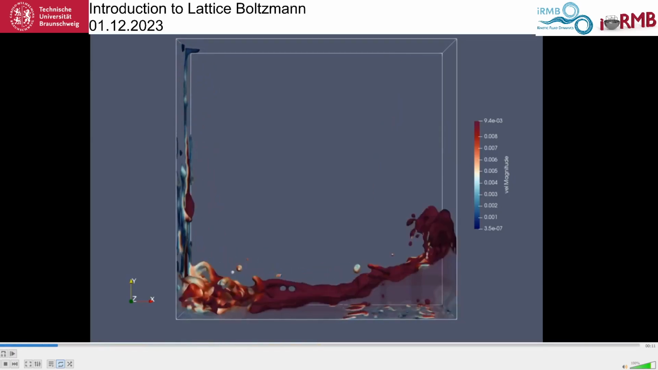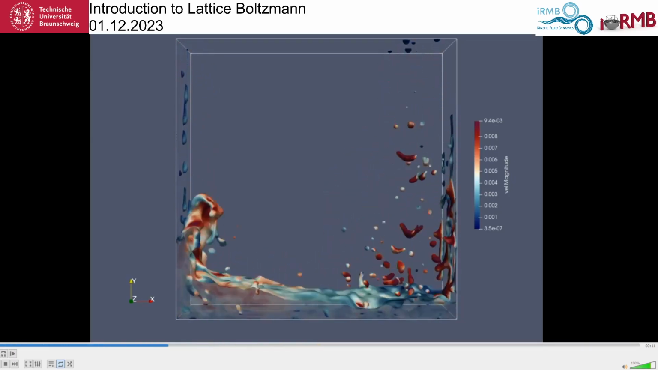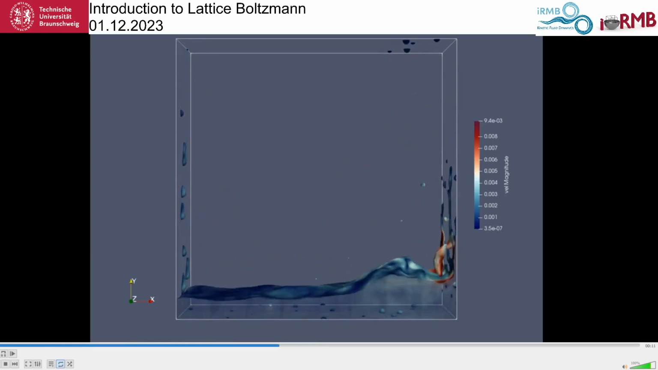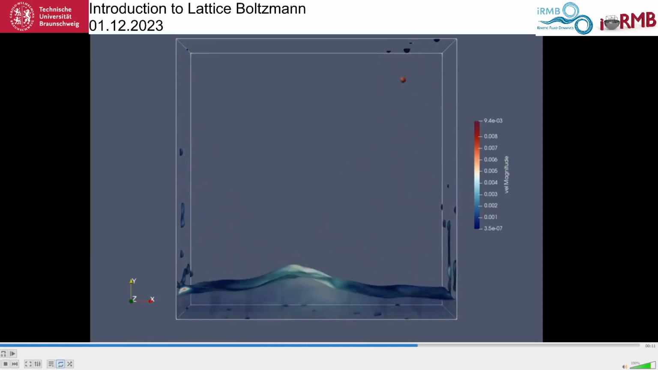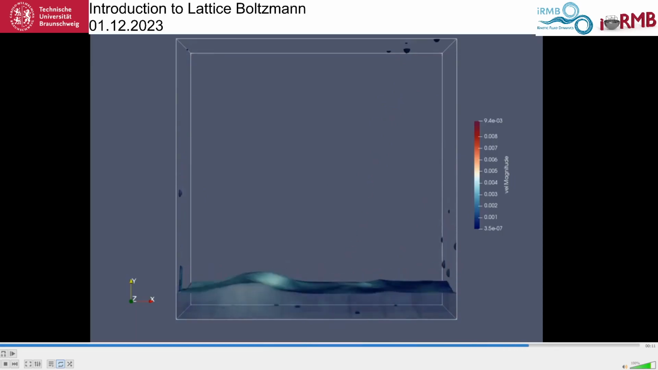I give you here a small appetizer of what you can do with Lattice Boltzmann if you treat it well, yeah.